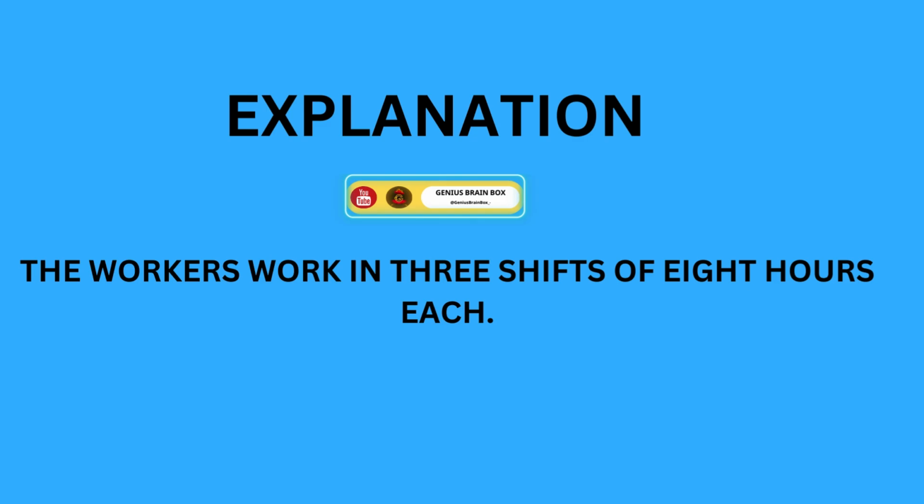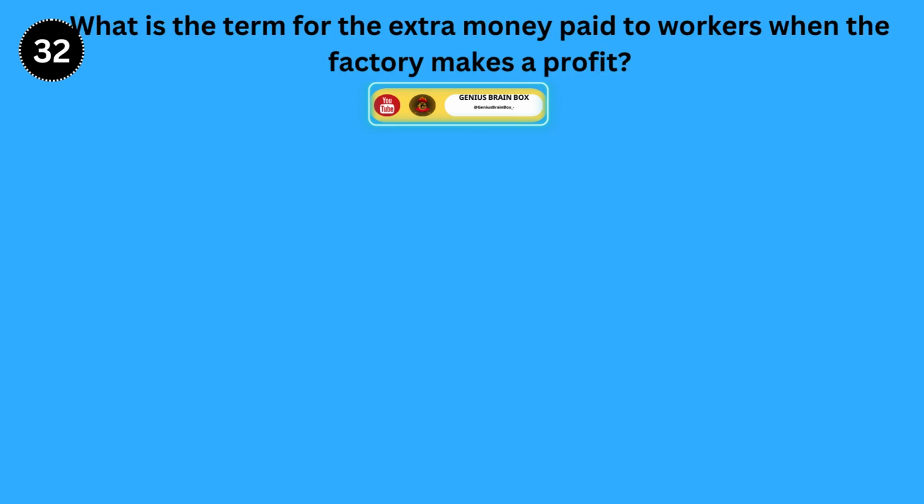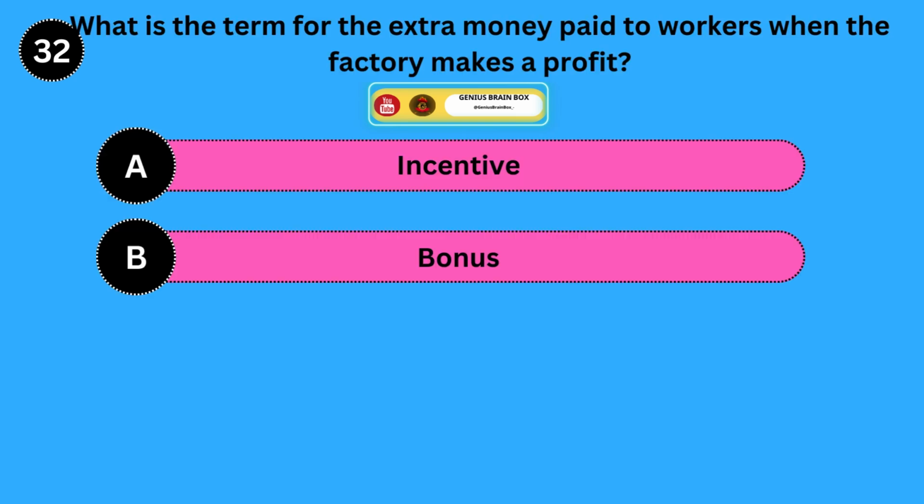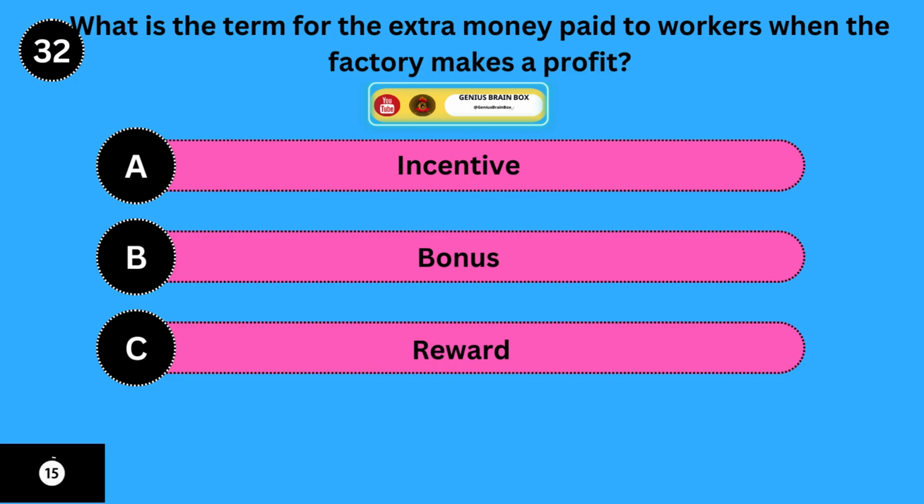Explanation. The workers work in 3 shifts of 8 hours each. What is the term for the extra money paid to workers when the factory makes a profit? Option A, incentive. Option B, bonus. Option C, reward.